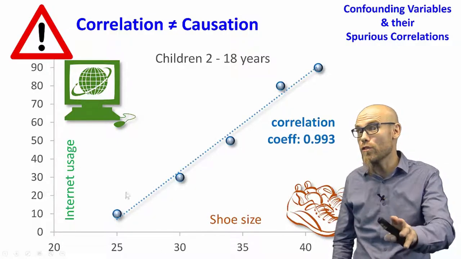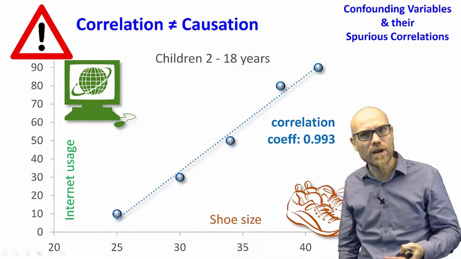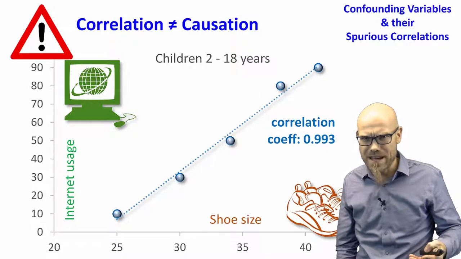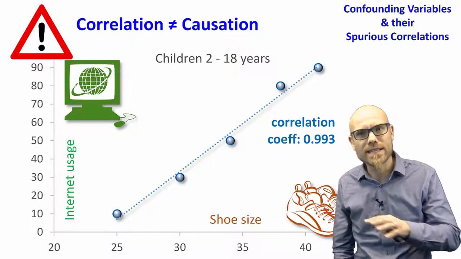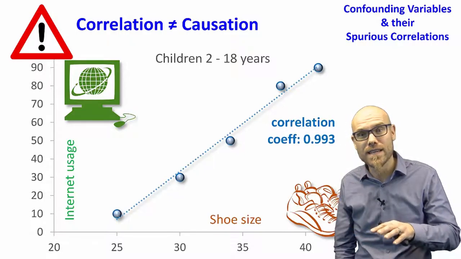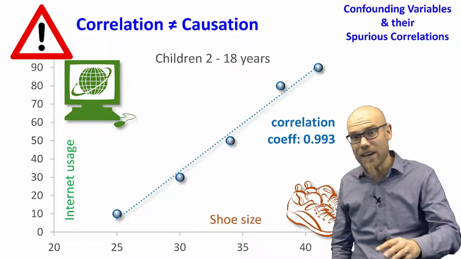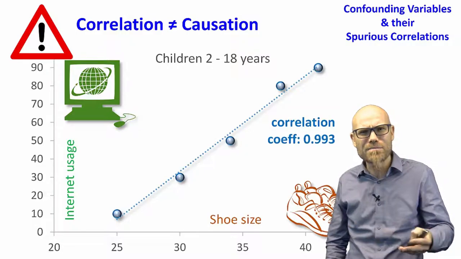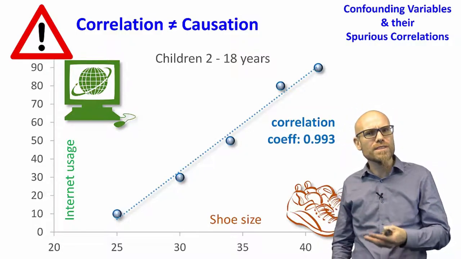Which obviously means, guys, if we want to increase the digital literacy of our children, we've got to make their feet grow. Or at least we've got to buy them bigger shoes. That might be a cheaper solution. And honestly, as ridiculous as that sounds, I turn on the TV and I hear these kinds of things all the time in every kind of news channel. That's the kind of conclusion that people draw all the time because they confound correlation with causation.